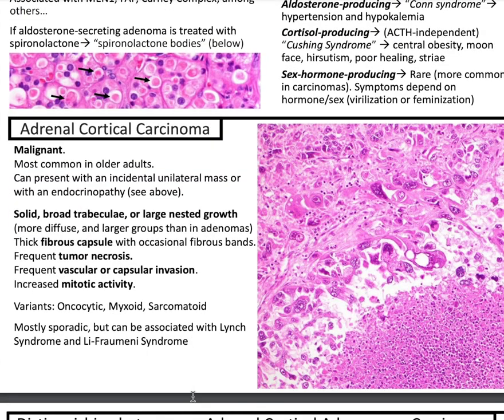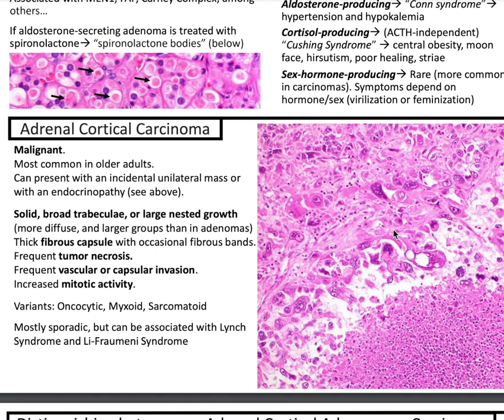Adrenocortical carcinoma, it is malignant. It's most common in older adults and can present with an incidental unilateral mass or with an endocrinopathy like sex hormone producing. Architecturally, you'll have solid, broad trabeculae or large nested growth. And it's more diffuse and in larger groups than in adenomas.